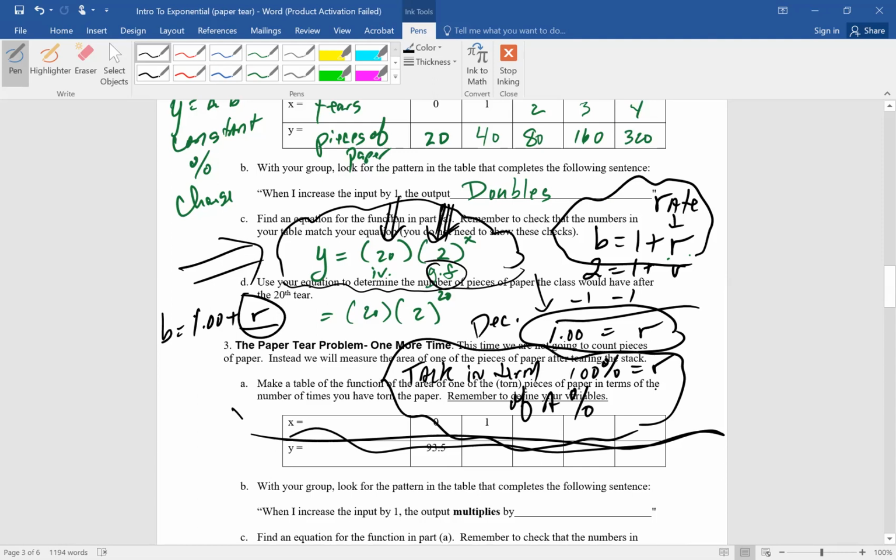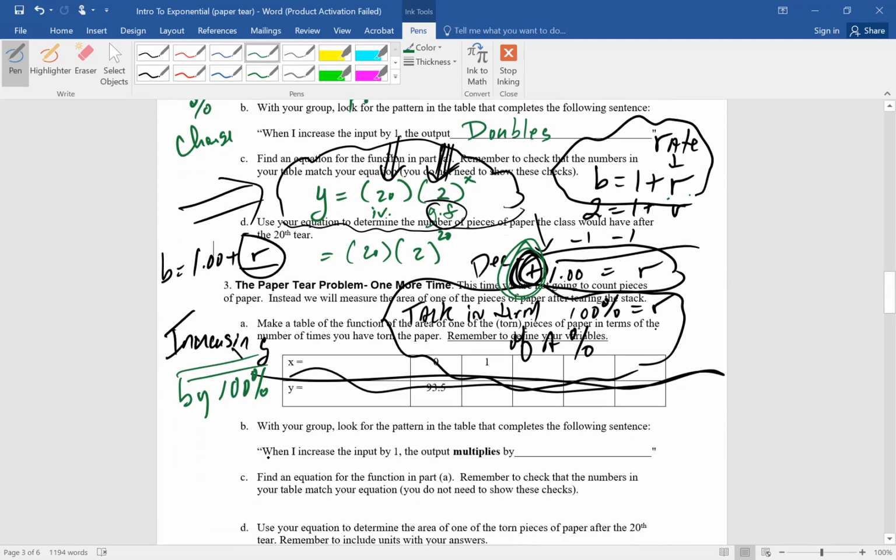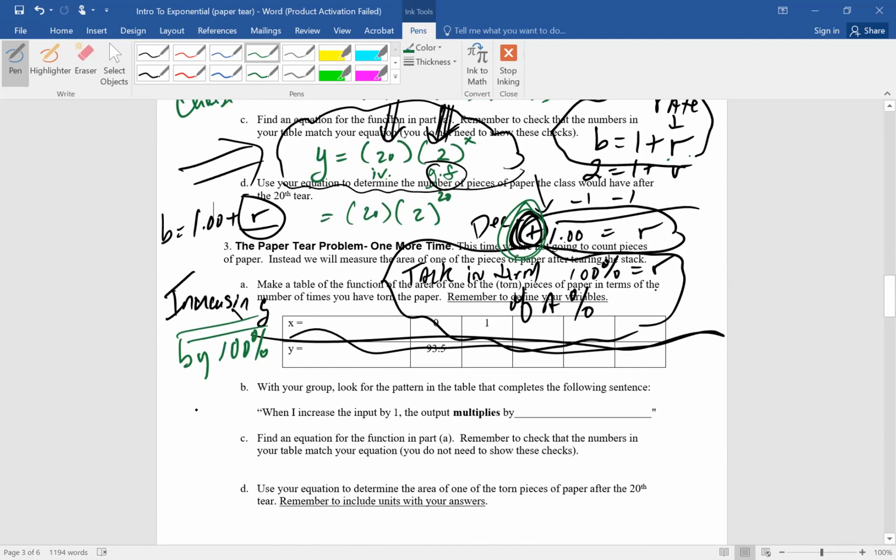Now, in this case, my increase or my rate was positive. So it was increasing just because it was positive. This is a big thing here, and I'll even make a different color out of it. It's increasing by 100%. That's the rate of increase. And the things that we'll talk about in the next videos is if it's increasing, your function will look just like what we saw. It'll be increasing.